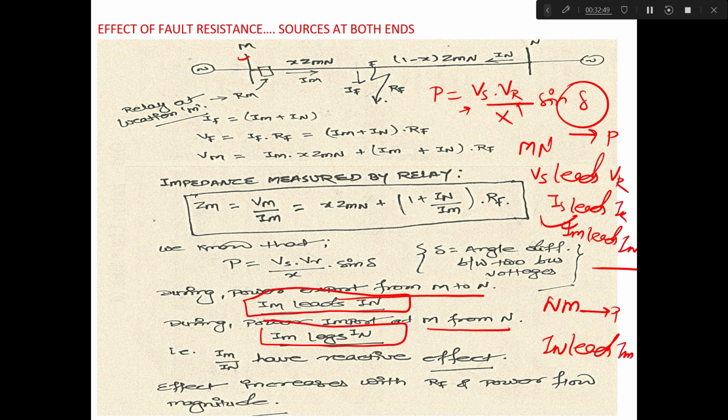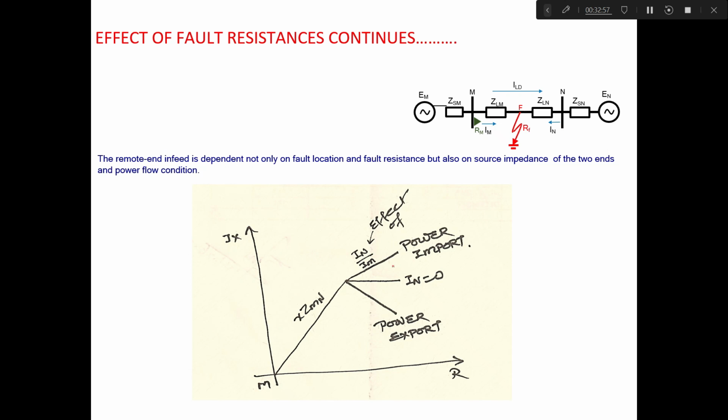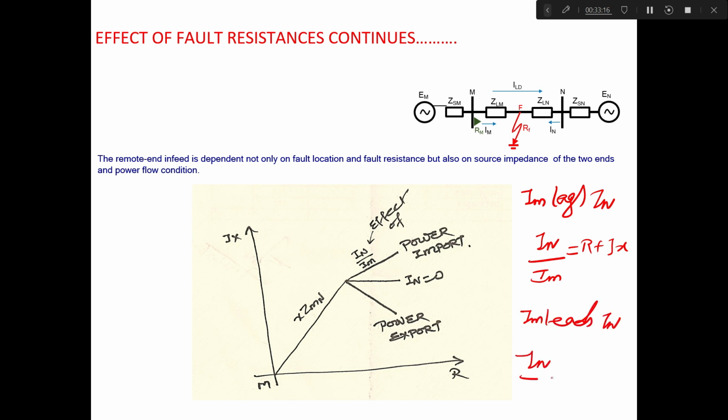Because of this, the IM divided by IN ratio will have resistance as well as reactance. So what happens in case of power import? IM lags IN. That means IN by IM will have R plus JX. When IM leads IN, then IN by IM will be R minus JX, and in case power is zero, or IN is equal to 0, in that case it will be a flat line.